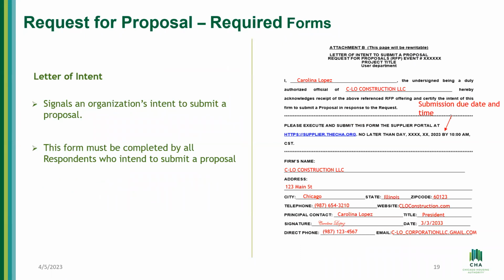This is the letter of intent, and we talked about this letter of intent in the beginning, when we were talking about the dates that you will need to submit it. This is the letter that you have to submit if you want to bid. Like I mentioned, it's typically 2 weeks in advance of the actual proposal submission. But please always check the date and time on this page, fill it out, and return it to the procurement specialist.